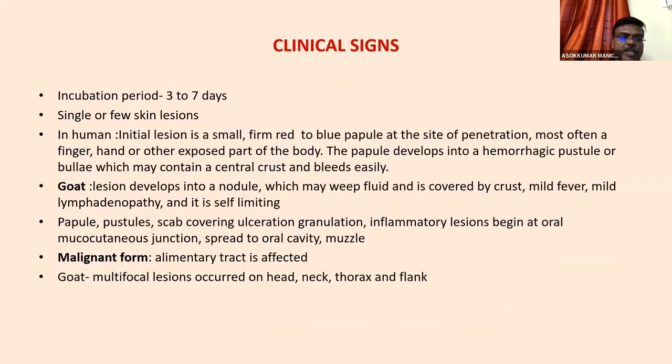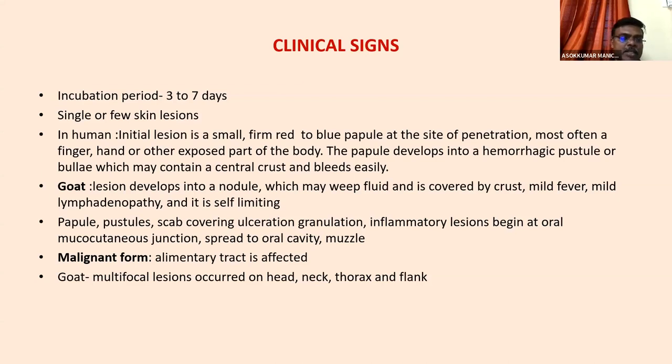Generally, the incubation period is about 3 to 7 days. So there is a single or few skin lesions. Usually you would be able to see the lesions or the clinical signs around the muzzle region most of the times. Then in humans, the initial lesion is a very small, firm red to blue papule at the site of penetration, most often a finger, hand, or other exposed parts of the body. Wherever the virus is contracted by human beings, you will be able to see the blue papule develop.